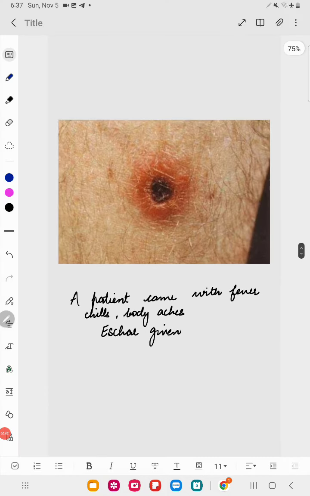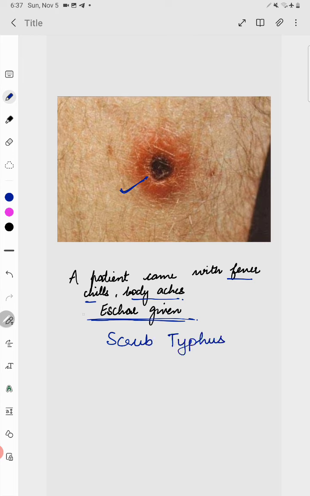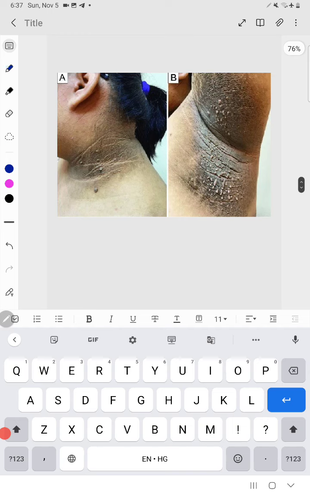Now again, a patient came to the ER with fever, chills, body aches. Most of the students have recollected that the image of an eschar was given, so they have made it scrub typhus. Now another clue to the fact that they might have asked about an eschar or scrub typhus is the fact that they've asked it before also. And INI or AIIMS people have a tendency to repeat their questions.